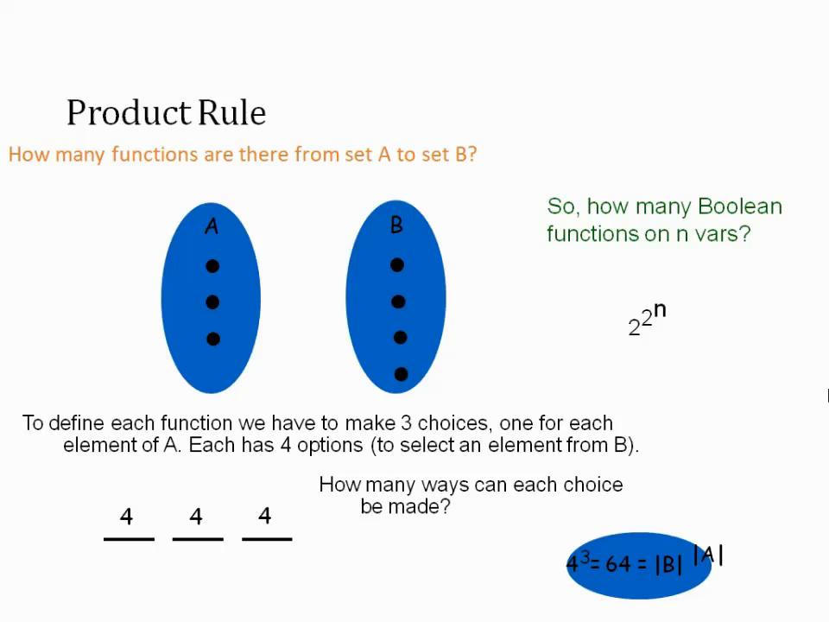That is Boolean functions f of x comma y comma z. So for 3 variable functions, how many combinations can you make? 2 power n.